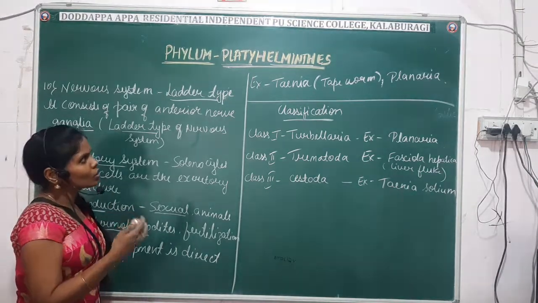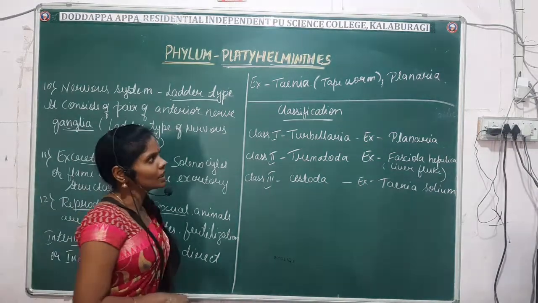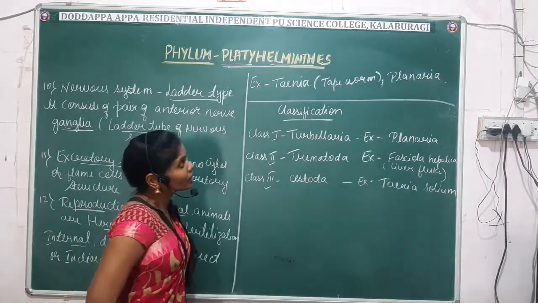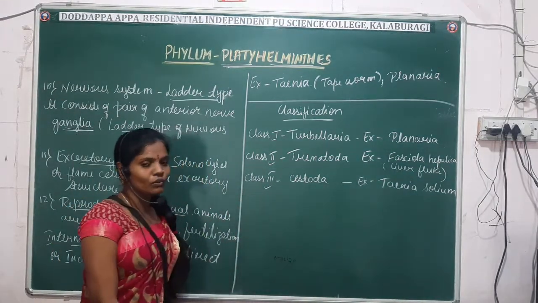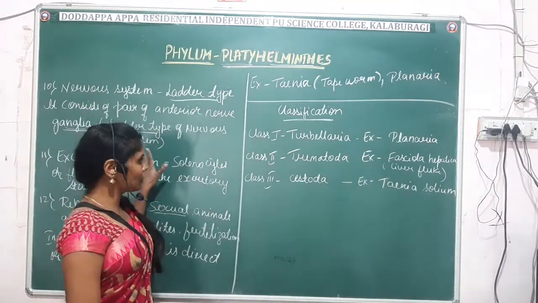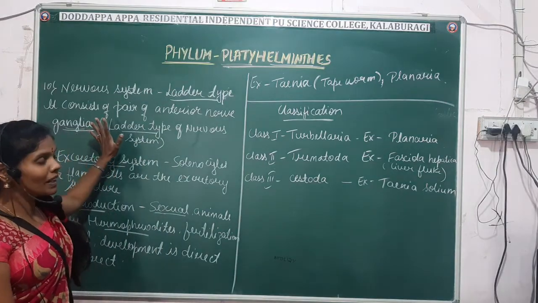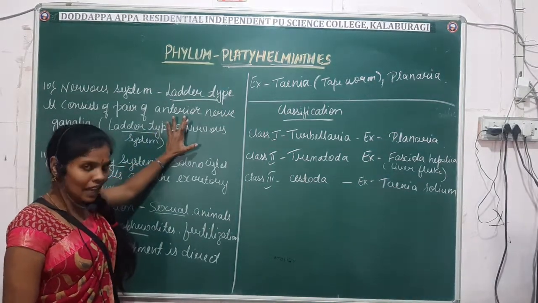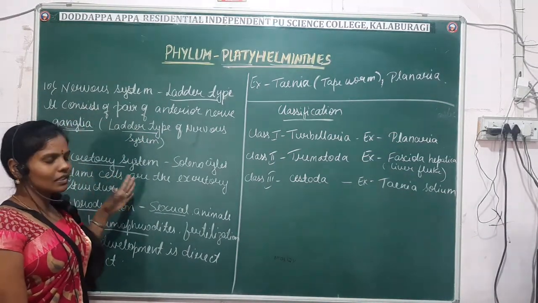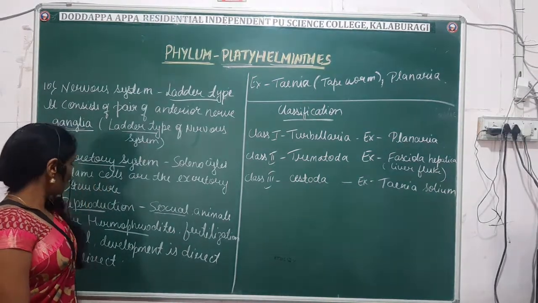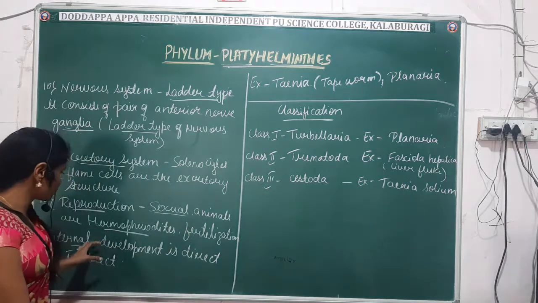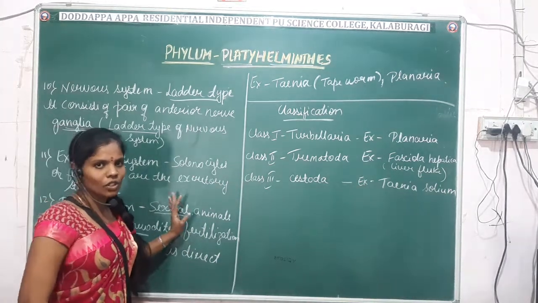Examples you have to keep in mind are Taenia, the tapeworm, and planaria. Planaria is known for its regeneration. Okay, that's about the characteristic features. So keep in mind, in platyhelminthes the nervous system is ladder type, made up of nerve ganglia. The excretory system consists of flame cells. They reproduce sexually, fertilization is internal and development is direct or indirect.